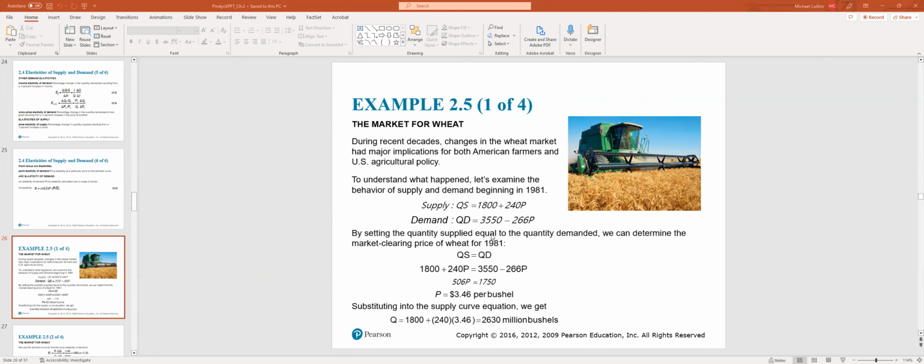By setting quantity supplied equal to quantity demanded, we can determine the market clearing price of wheat in 1981 is $3.46 a bushel, by basically using algebra to solve that equation. Substituting in the supply curve equation, we get Q equals 1800 plus 240 times 3.46 equals 2630 million bushels. And that would be the market clearing part of the equation. Like, what could they sell without over or under supplying the market?